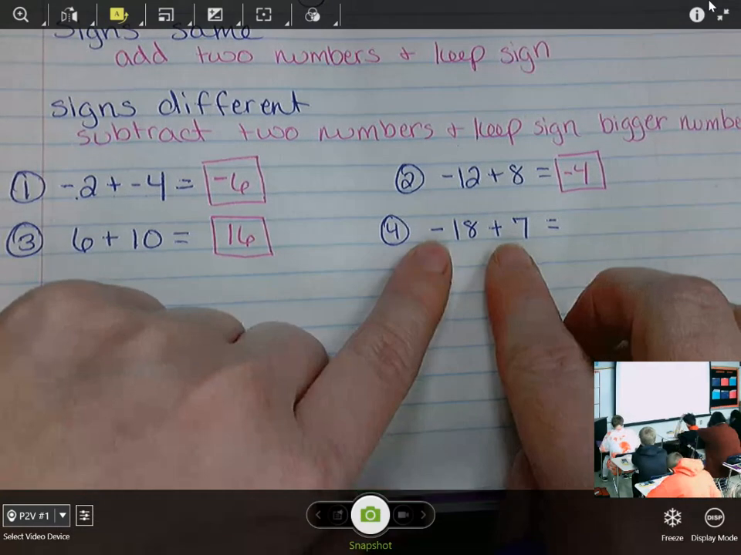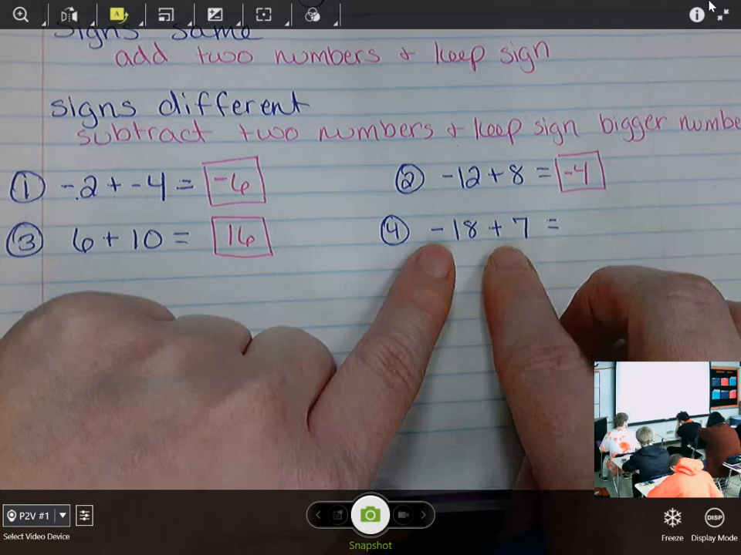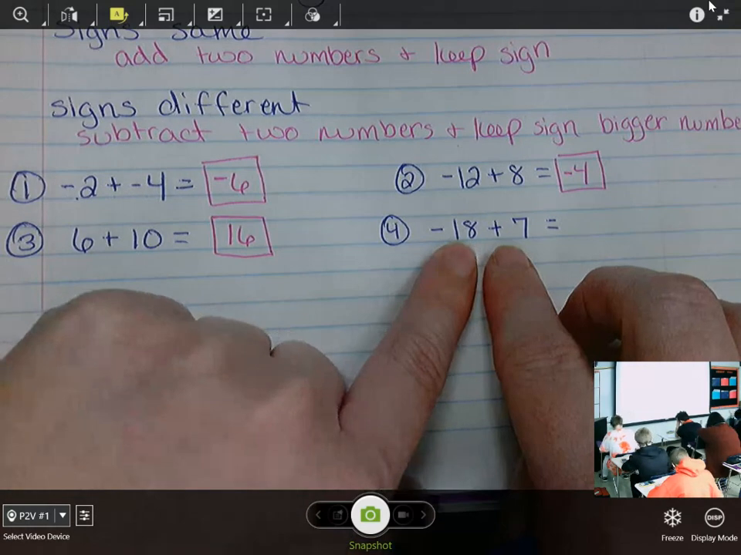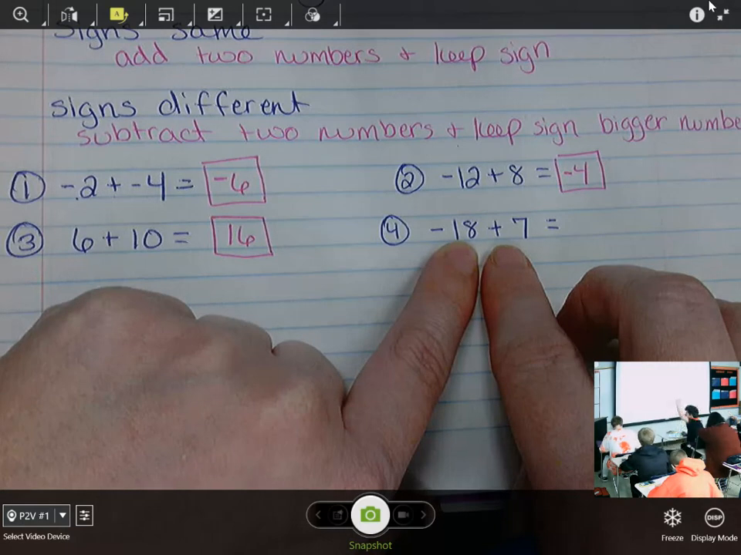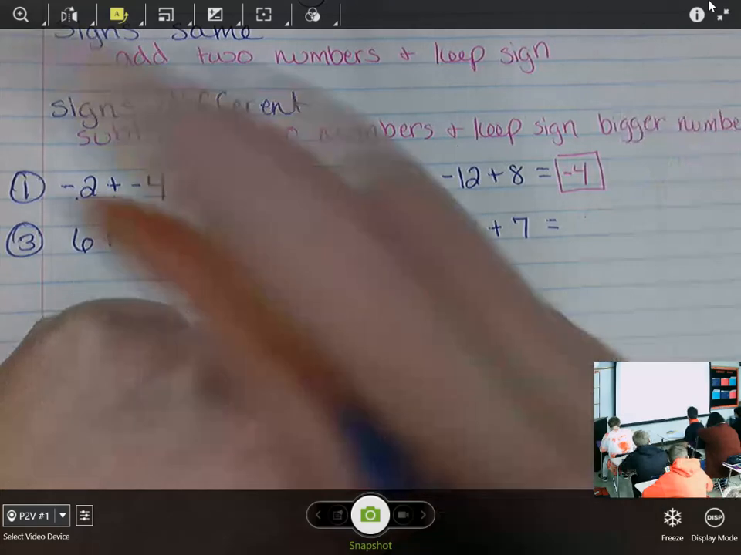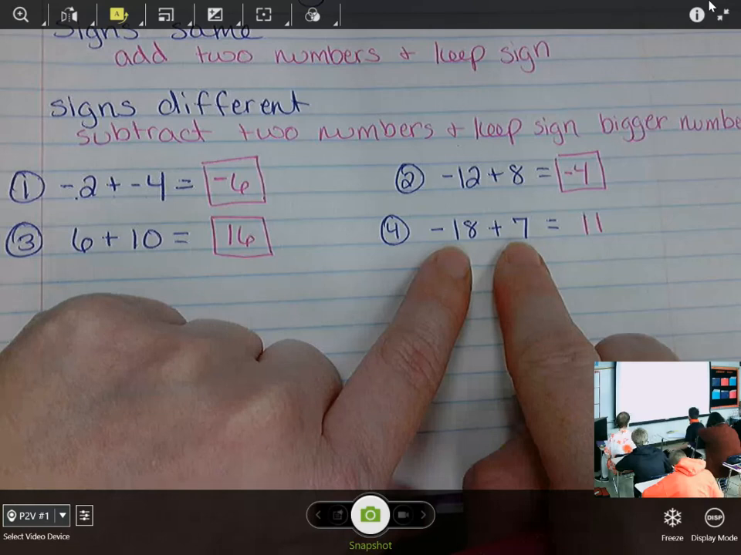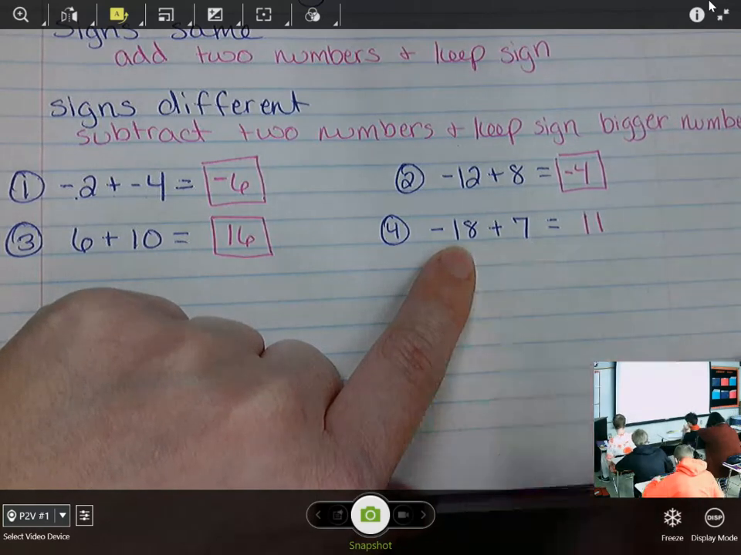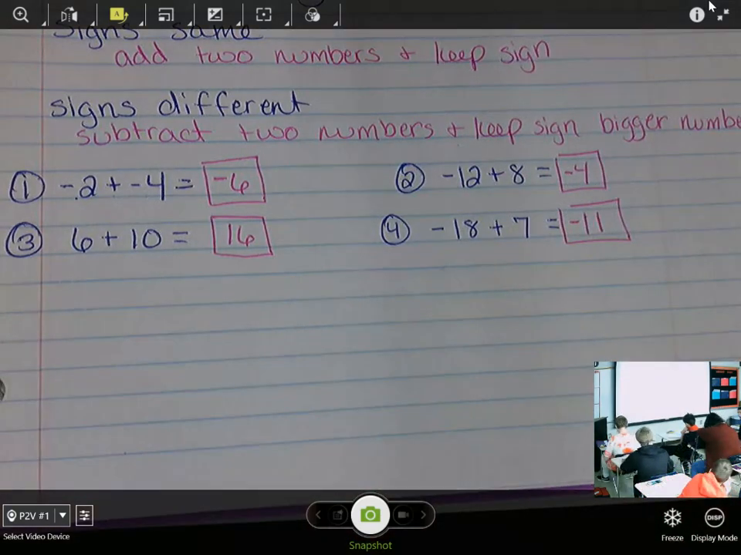All right, now, Alex, would you say that these are the same sign or different signs? Different. Different says subtract. All right. Trenton, what's 18 minus 7? It's 11. All right, so my next question, which one's bigger? Gavin, what's bigger, 18 or 7? 18. So would my sign be positive or negative? It would be negative. So -11.